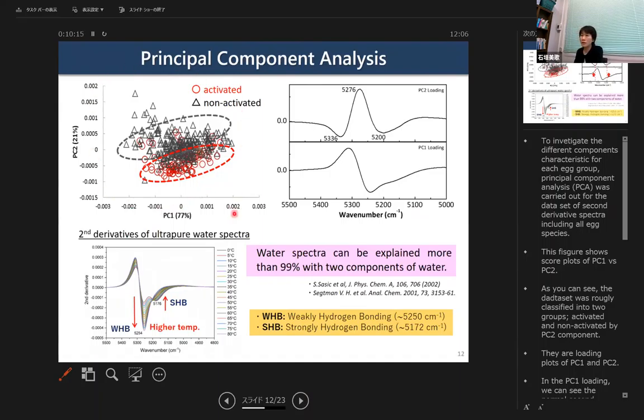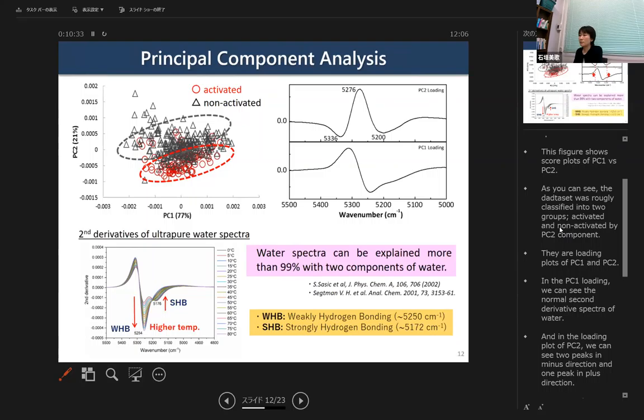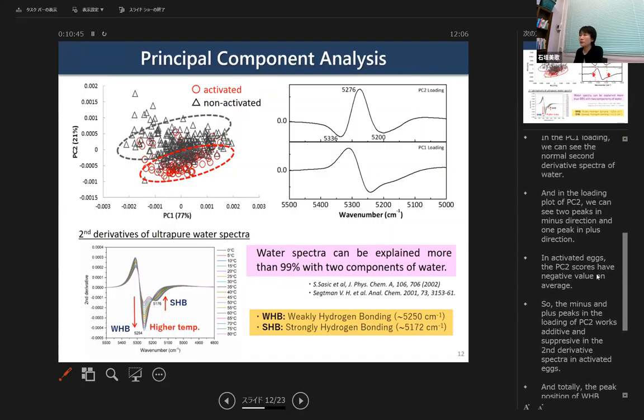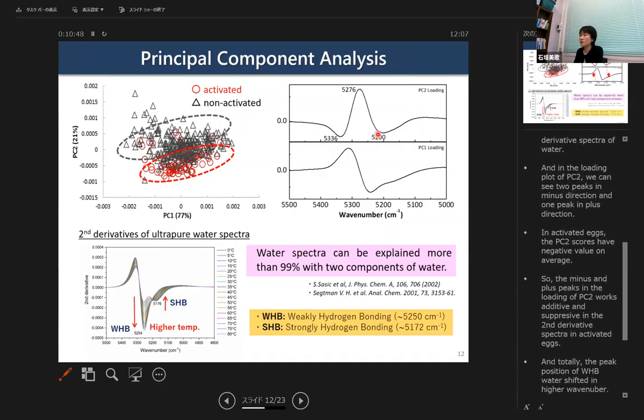This figure shows the scatter plots of PC1 versus PC2. As you can see, the data set was roughly classified into two groups by the PC2 component, the activated and non-activated groups. These are loading plots of PC1 and PC2. In the PC1 loading, we can see the normal second derivative spectra of water. And in the loading plot of PC2, we can see two peaks in minus directions and one peak in plus directions.